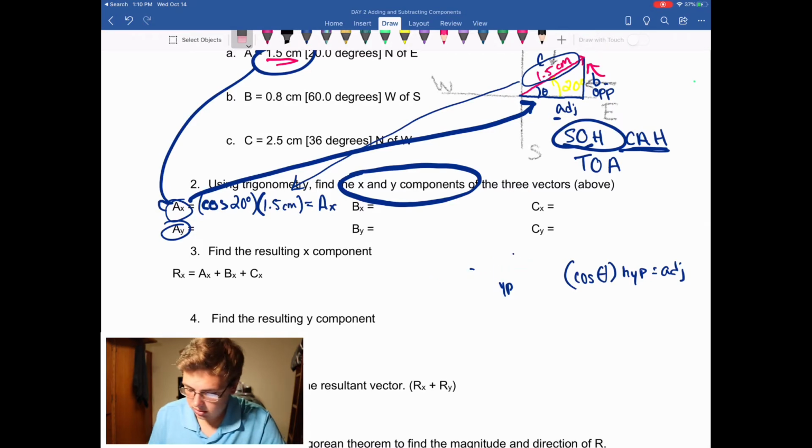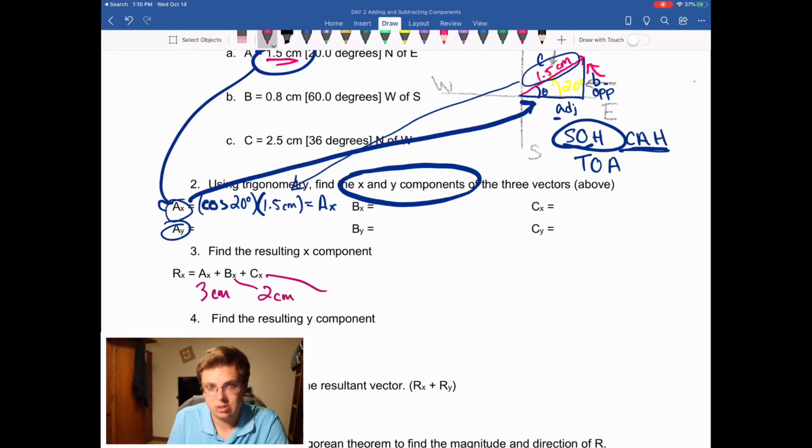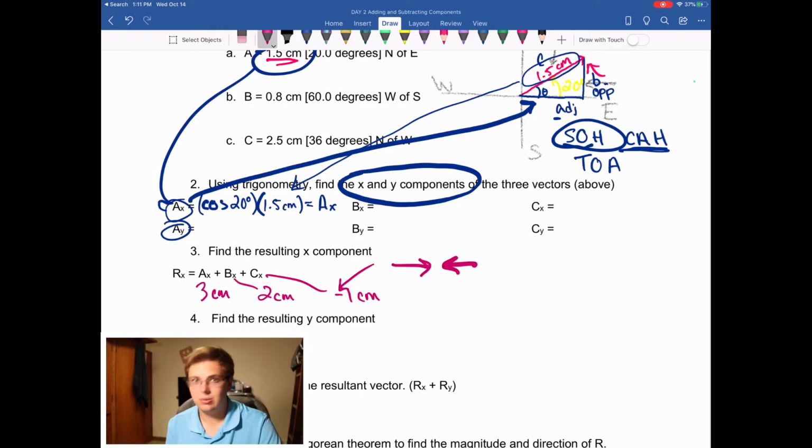We look towards our resultant components. What does that mean? Well, let's just say, let's give a random value for a of x. Let's just say a of x equals 3 centimeters. Let's say b of x equals 2 centimeters. Let's say c of x equals negative 1 centimeters. By the way, what's the negative mean? It means direction. So all this means right here is instead of it going to the right 1 centimeter, it's actually going to the left 1 centimeter. So when it says adding and subtracting components, you're really just adding a negative.